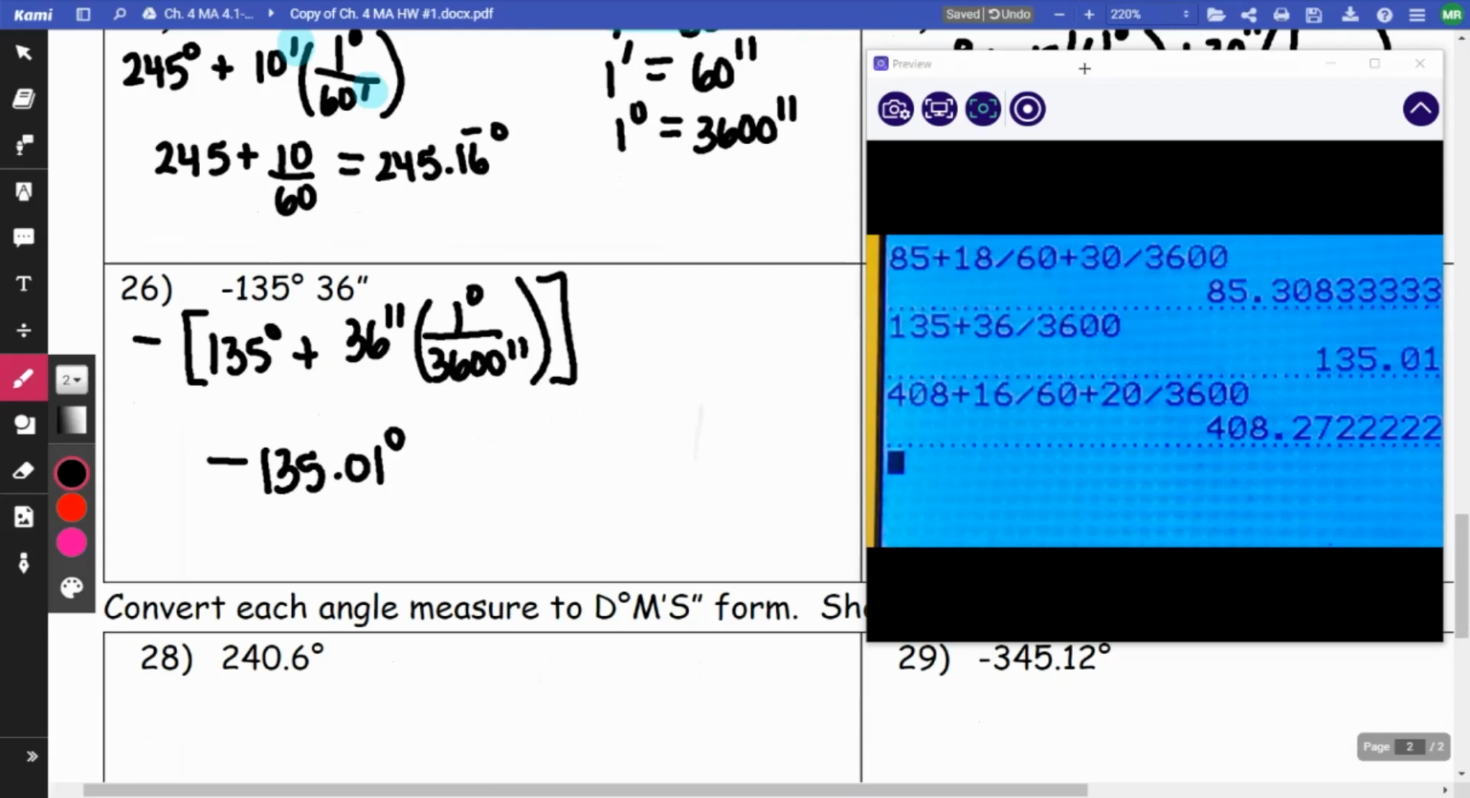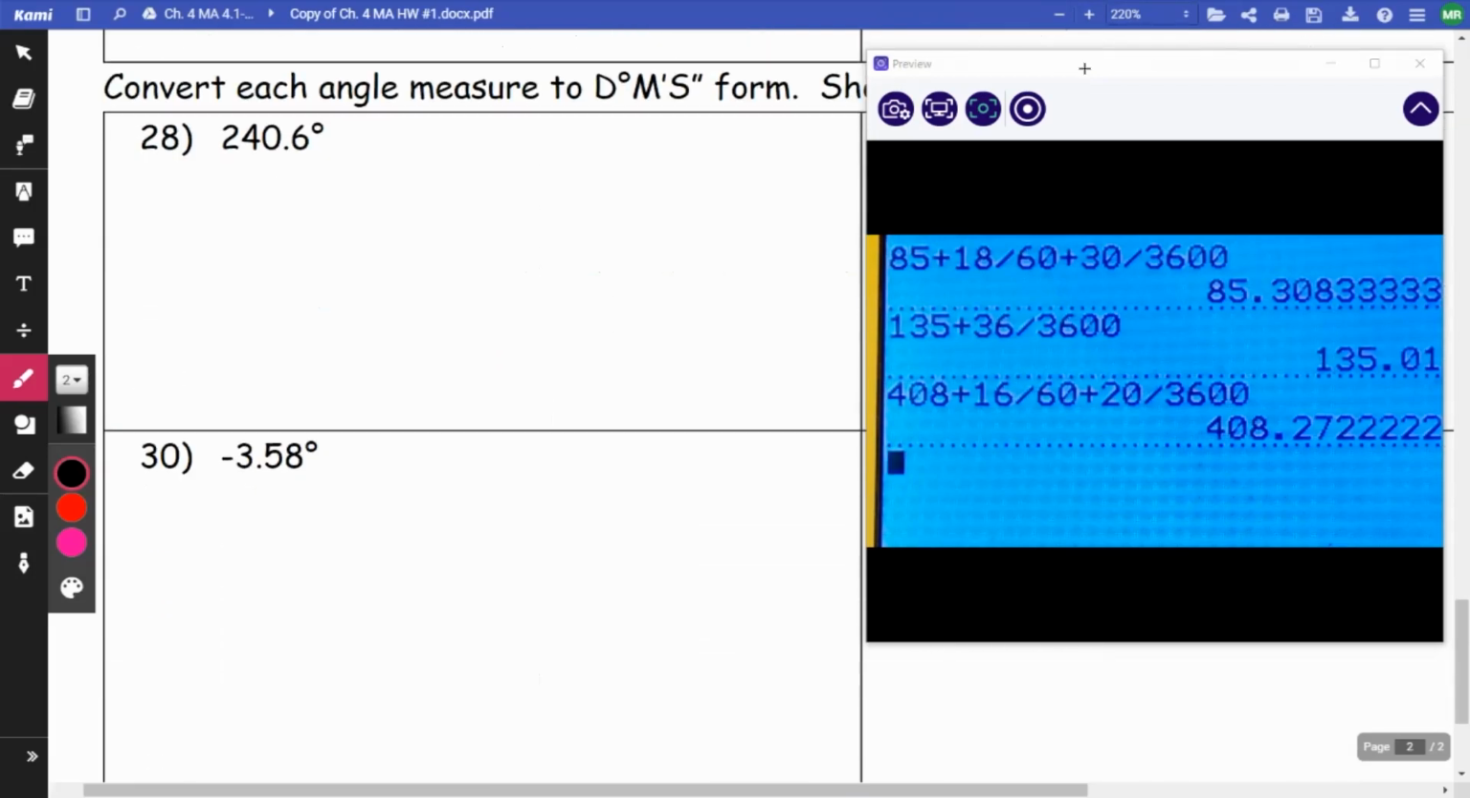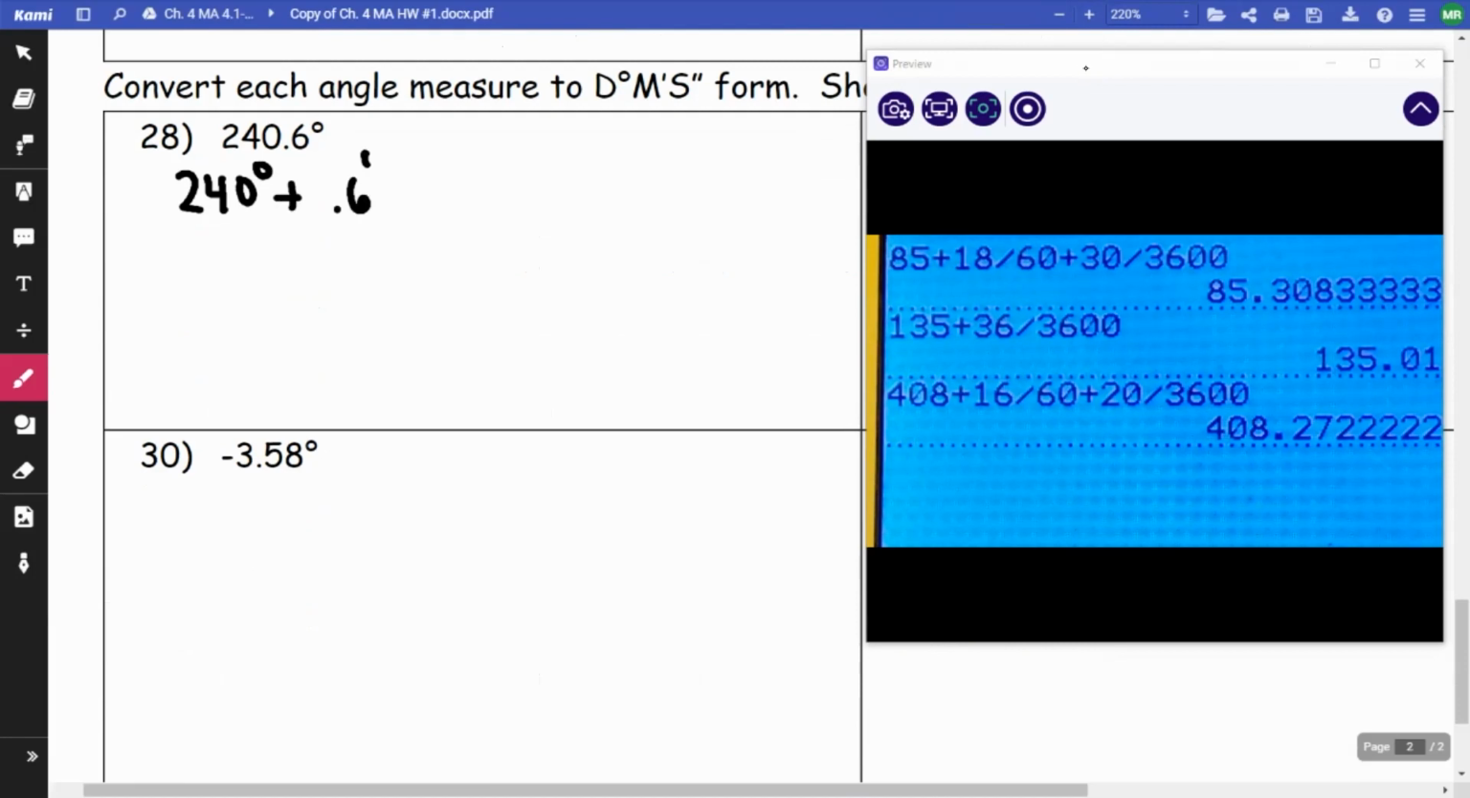Okay, so now we're going to go the other direction. So I'm going to change this degrees to degree minute seconds. So what I'm going to do is I know I'm going to have 240 degrees. Okay, I'm going to have that. And this 0.6, it's really still in degree form. And to change that from degree into minutes, and then I convert to seconds, depending on what happens, I'm going to times this by, now this case, I have a degree and I want to get rid of the degree. So I'm going to put my 1 degree on bottom, and 1 degree is the same as 60 minutes.